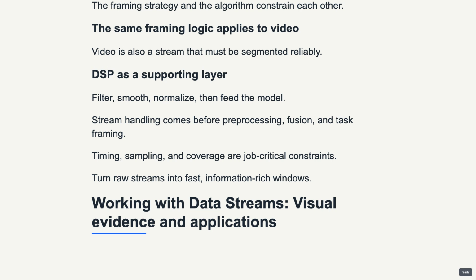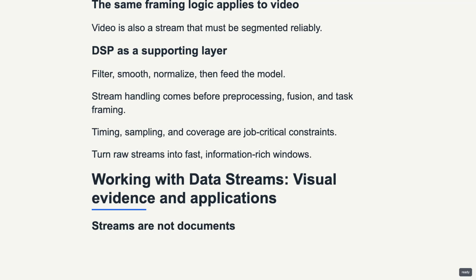A stream is not a finished file waiting to be read from start to end. It is a live sequence of measurements, and each sample matters partly on its own and partly because of when it arrived.